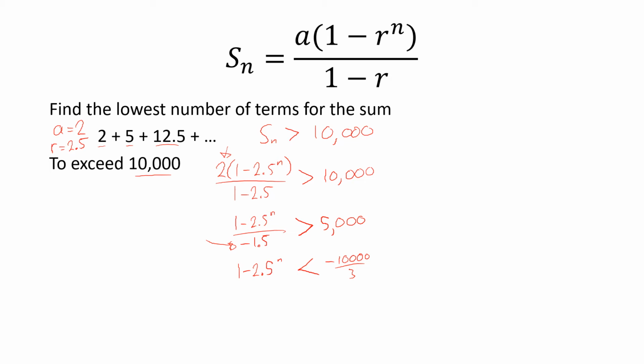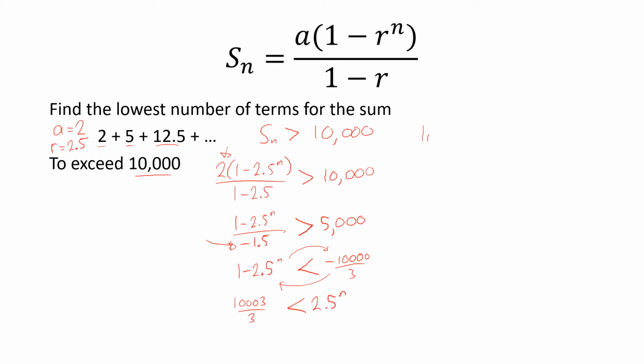So one option would be to times things by minus 1, but I prefer to swap things around. So I'm going to add the 2.5 to the n to that side and add the 10,000 over 3 to that side. So we'll end up with 10,003 over 3 is less than 2.5 to the n. And at this point, you essentially have yourself a logarithm question, or you could do this by the trial and error that we looked at on the previous question. Let's do logarithms this time.